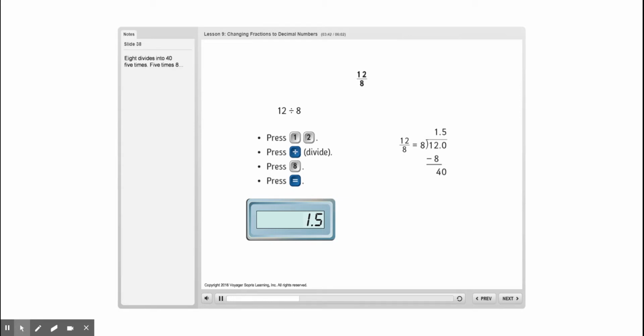8 divides into 40 5 times. 5 times 8 equals 40. We subtract 40 from 40, and the difference is 0. We are done dividing. The calculator answer is correct. 12/8 is equivalent to 1 5/10.